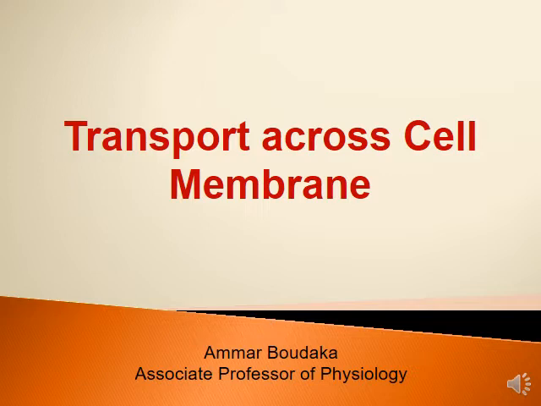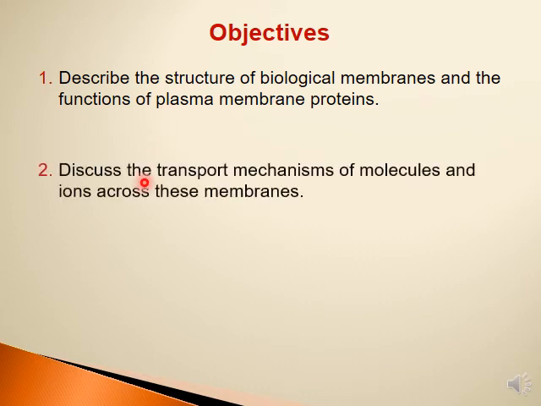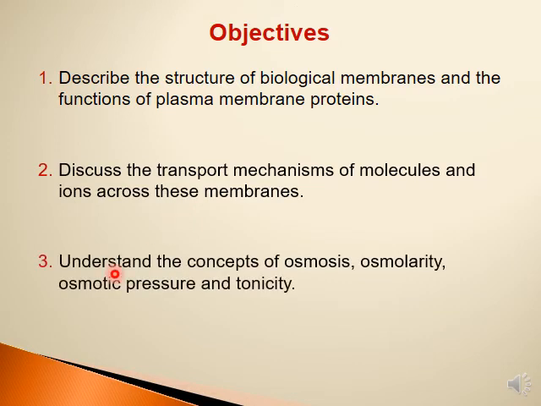The objectives are as follows. The first objective is to describe the structure of biological membranes, and here we mean the cell membrane, and the functions of the different plasma membrane proteins. The second objective is to discuss the transport mechanisms of molecules and ions across the cell membrane, and finally understand the concepts of osmosis, osmolarity, osmotic pressure, and tonicity.